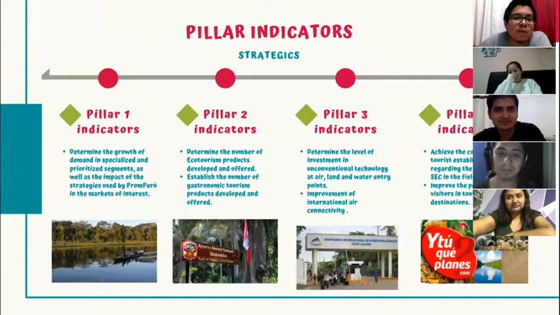Some indicators of these pillars are to determine the growth of demand, especially of priority segments, as well as the impact of strategies used by Peru in the markets of interest. Others are to establish the number of gastronomy tourism products developed and offered, improvement of international air connectivity, and the last is to improve the perception of visitors in tourist destinations.